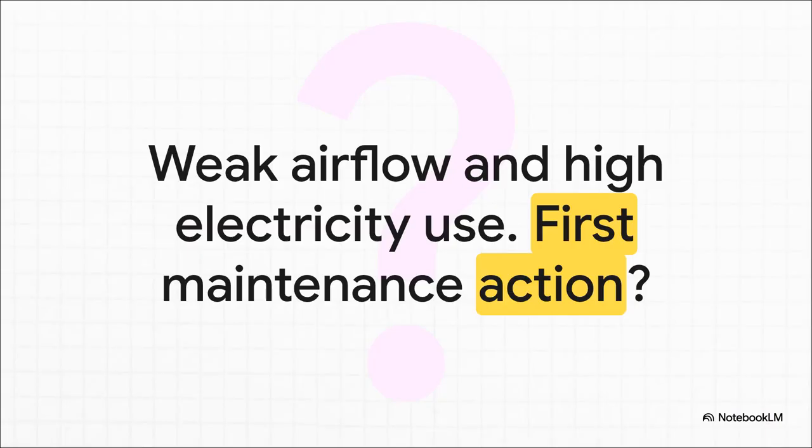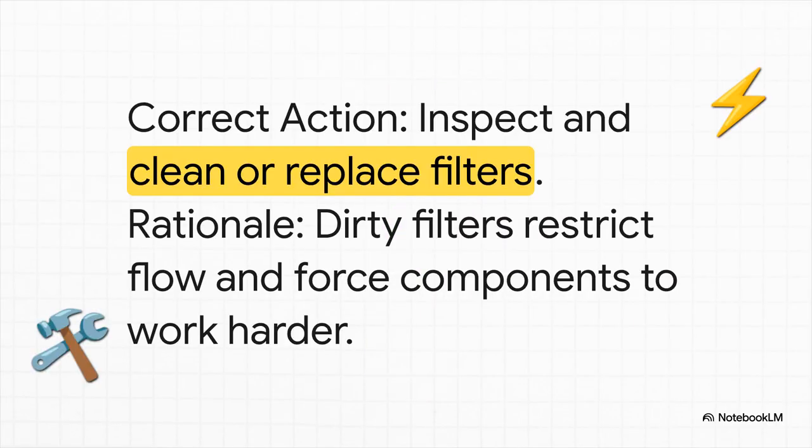In the first scenario, a system exhibits 2 symptoms: weak airflow in occupied spaces and a concurrent increase in electricity consumption. The objective is to identify the correct initial maintenance action. The correct action is to inspect and clean or replace the system's filters. The rationale is that obstructed filters increase hydraulic resistance, which forces pumps and fans to consume more energy to maintain circulation, while simultaneously reducing airflow.